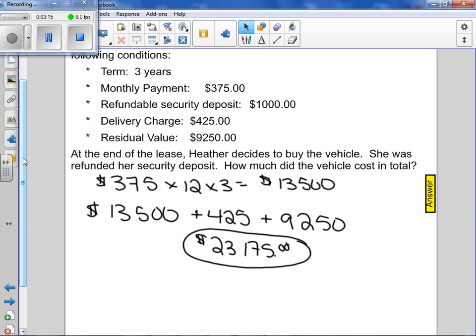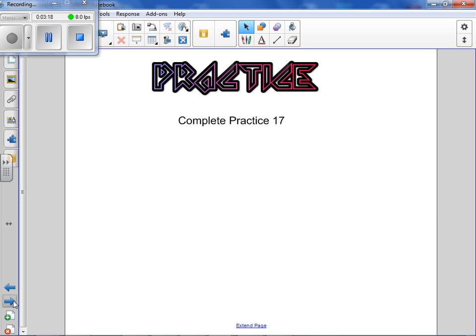So that is lesson 17. Now work through practice 18.